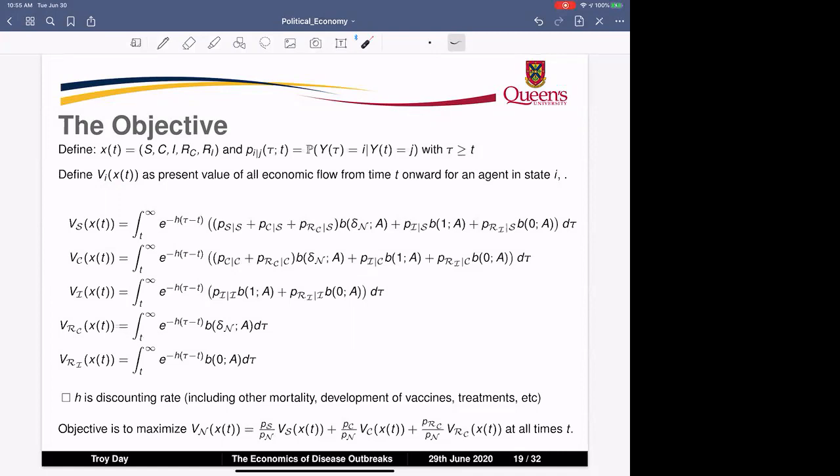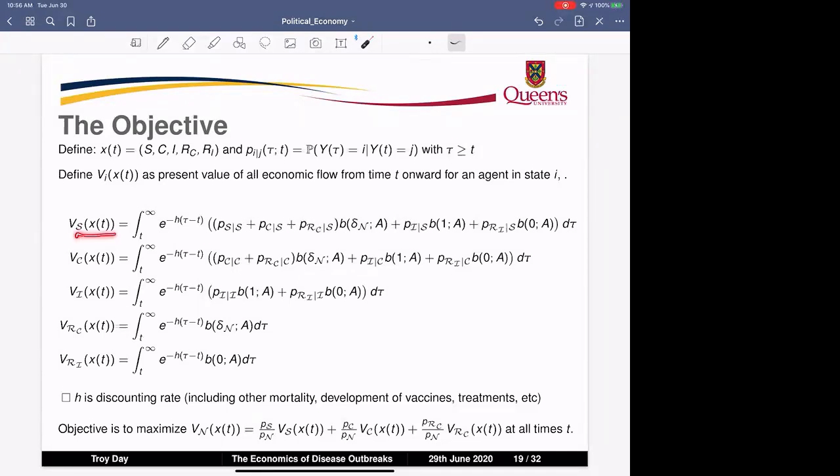So any future reward I get has to be discounted by some discounting rate, and I've called that H here. That could include discounting, meaning that I care less about future rewards because maybe I'm not going to be alive for other reasons, or any other number of factors that might cause me to value the present much more than the future. So that's what discounting is. The bigger it is, the more I weight the present rather than the future.